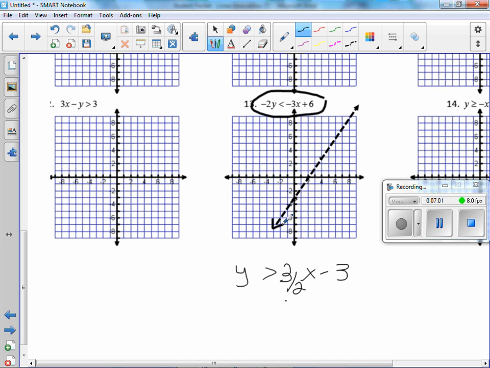So now I need to determine which way we're going to shade. It's a dotted line. We changed it from less than to greater than because we divided by negative. So now it's greater than. Why is greater than? That means you're going to shade everything on top. Greater than shades on the top.